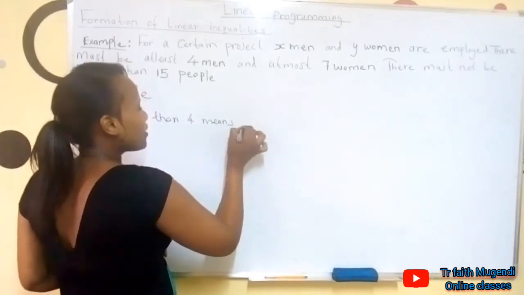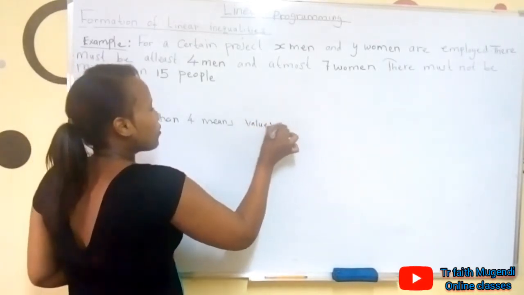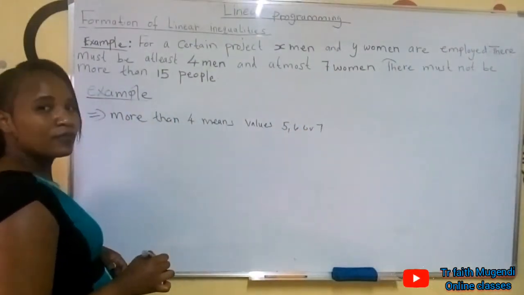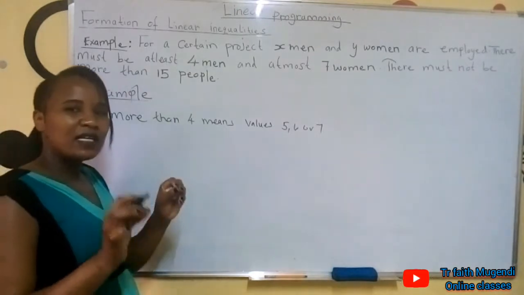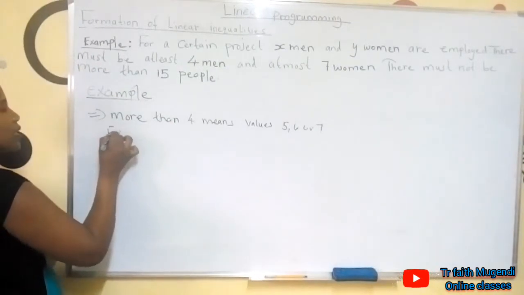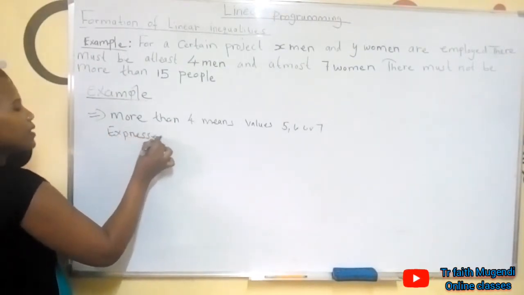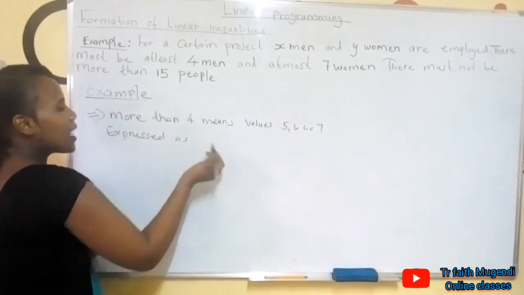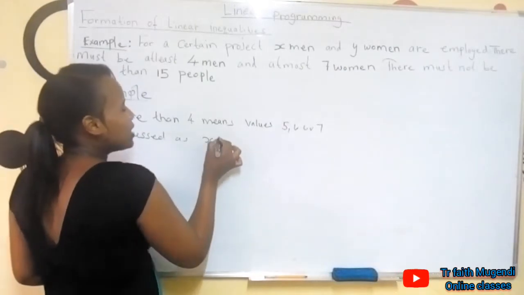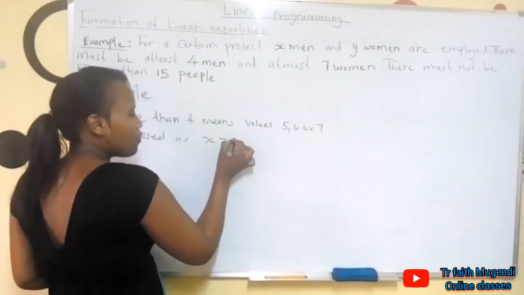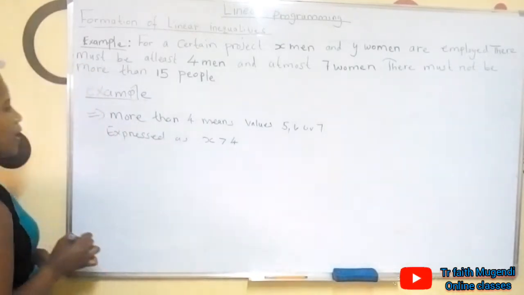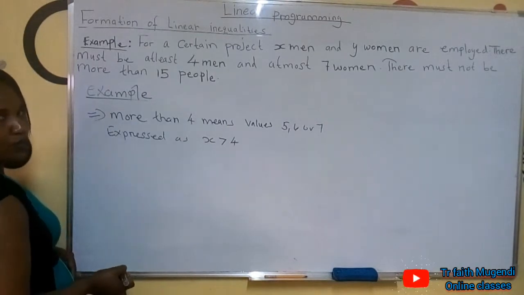So values like 5, 6, or 7. And these are a form of very strict statements. This statement can be expressed as probably X is more than 4. So this is a strict statement. Remember, there is no equal to.